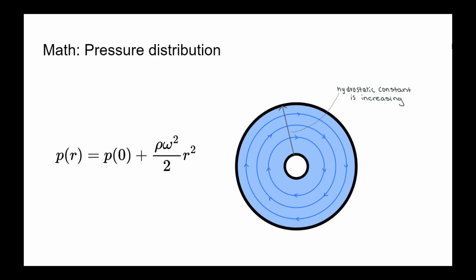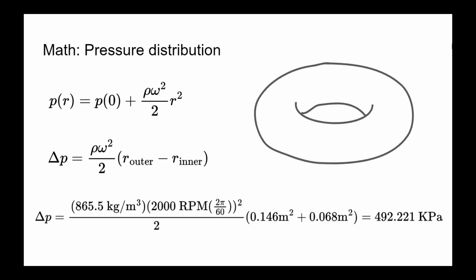analyze our torque converter. Using this equation, an arbitrary rotation rate of 2000 RPM, the density of common transmission fluid, and the specific dimensions of our torque converter, we find that the pressure delta from the inner to the outer radius of our torque converter would be around 500 kilopascals at this rotation rate, which is on the higher end of what the water pressure might be out of a garden hose.